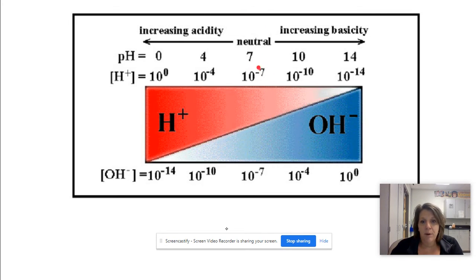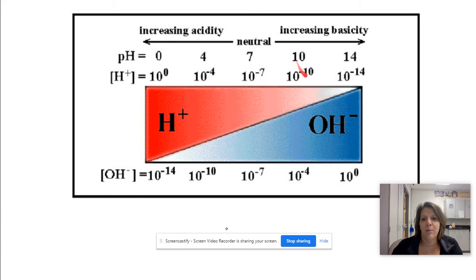If we look at the exponents here, if something has a pH of 7, it has 1 times 10 to the negative 7th hydrogen ions. If something has a pH of 4, it has 1 times 10 to the negative 4th hydrogen ions. If something has a pH of 10, it has 1 times 10 to the negative 10th, and a pH of 14 would be 1 times 10 to the negative 14th.